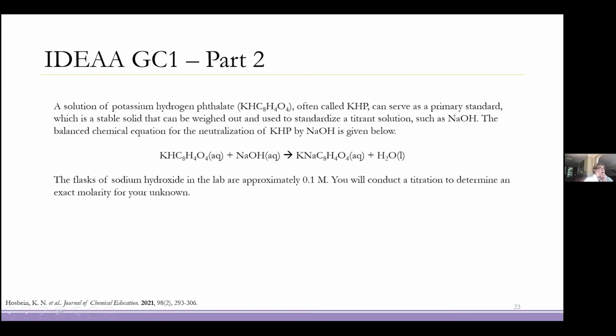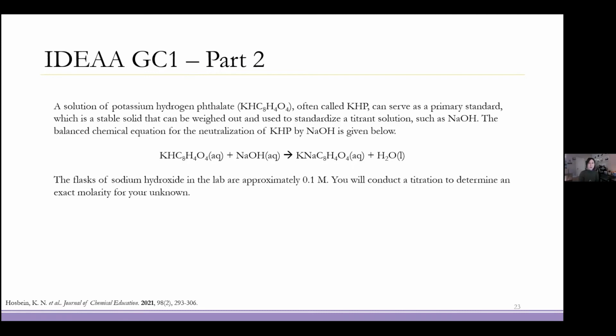And Katie's going to talk about part two. Yeah, so in part one, we give students that example of an experiment or investigation, and we write out the procedure for them. In part two, we have them come in and we give them this prompt, which talks about how KHP can be used as a standard to standardize sodium hydroxide. And we ask them to design the titration and carry it out by themselves. We tell them that the flasks of sodium hydroxide are approximately 0.1 molar, but that they need to determine the exact molarity of their unknown.